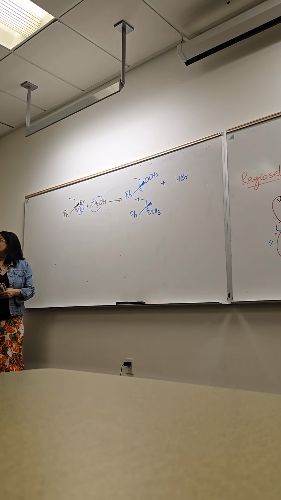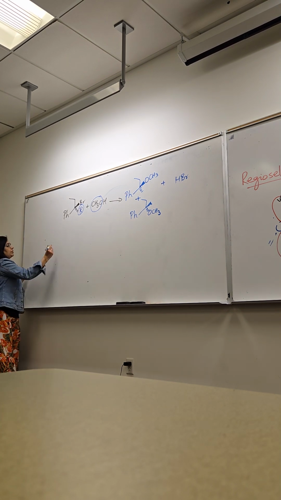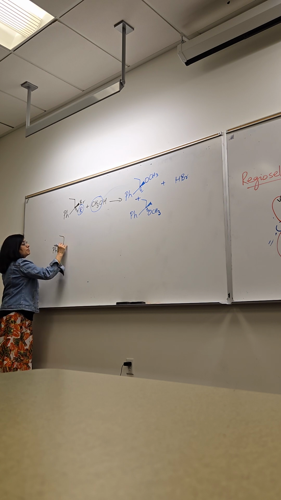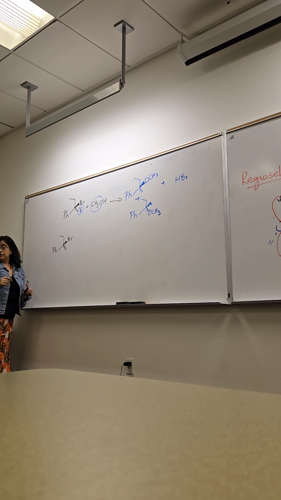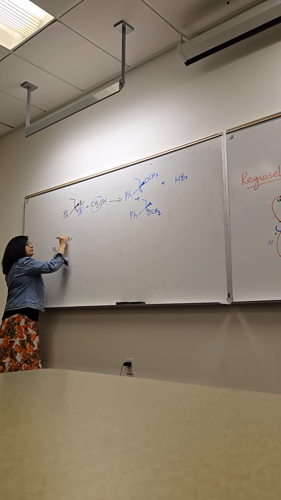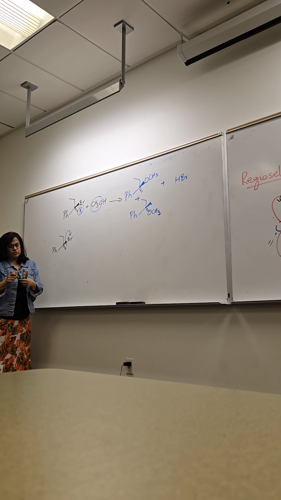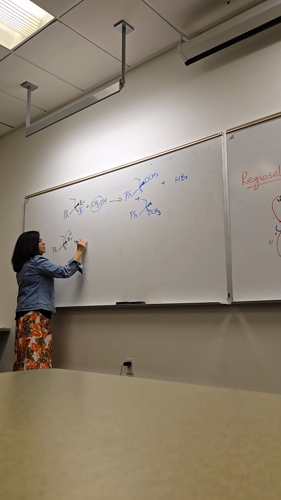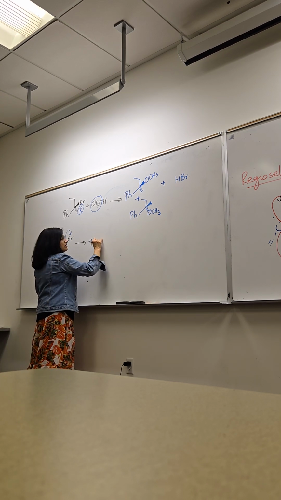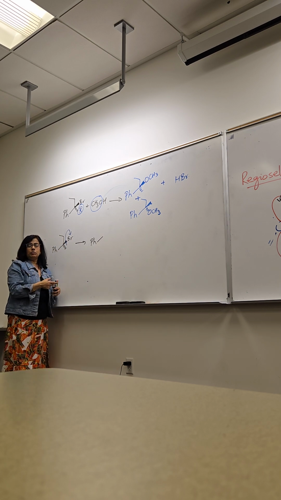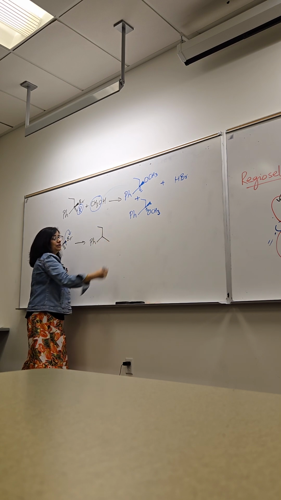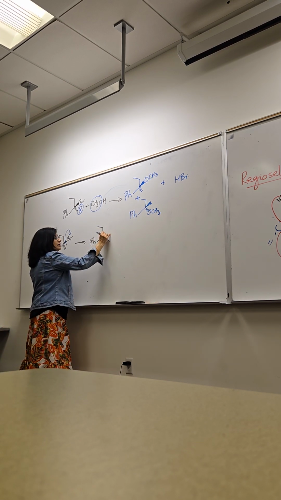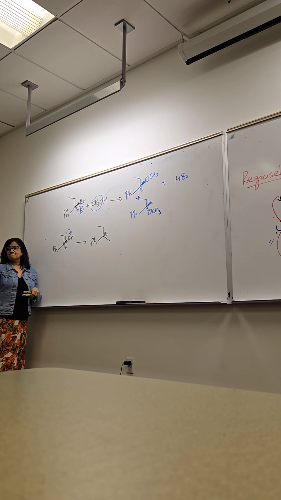Let's write a mechanism quickly. What's the first step? The leaving group leaves, right? And makes a carbocation. Because it's already a good leaving group, we don't have to do anything. So it leaves and makes a carbocation. Now, is the carbocation tetrahedral or trigonal planar or linear? Trigonal planar. So make sure you draw it that way. It's not sp3 anymore, it's sp2.